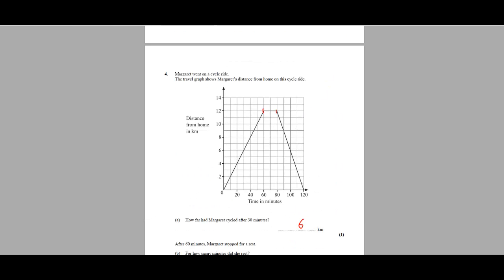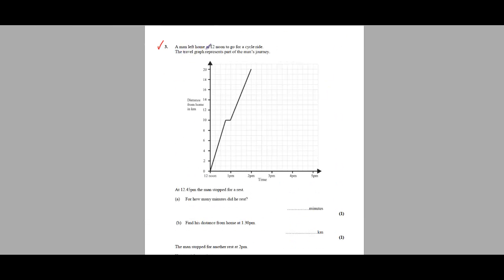Question 4 is complete. A man left home at 12 noon to go for a cycle ride. The travel graph represents part of the man's journey. At 12:45 p.m. the man stopped for a rest. Look here. He stopped over here and the time is 12:45. How many minutes did he rest? So it is 12:45 till 1 p.m. So it is 15 minutes.